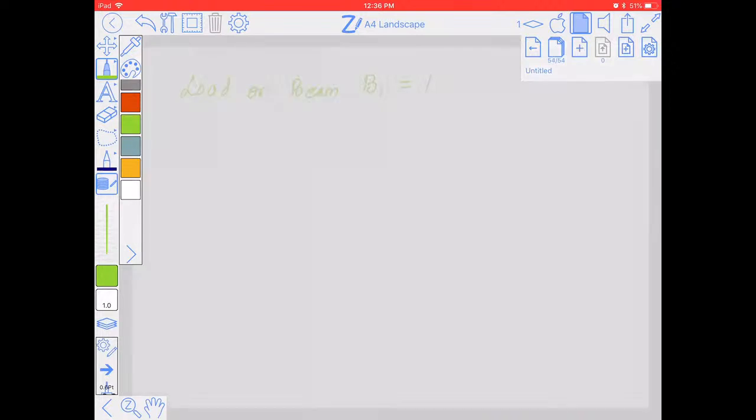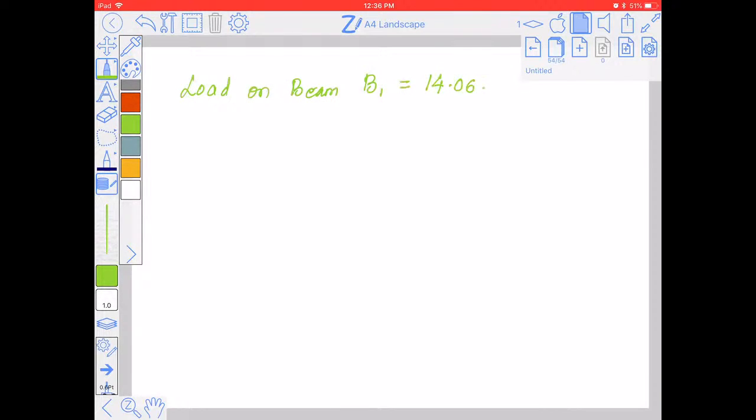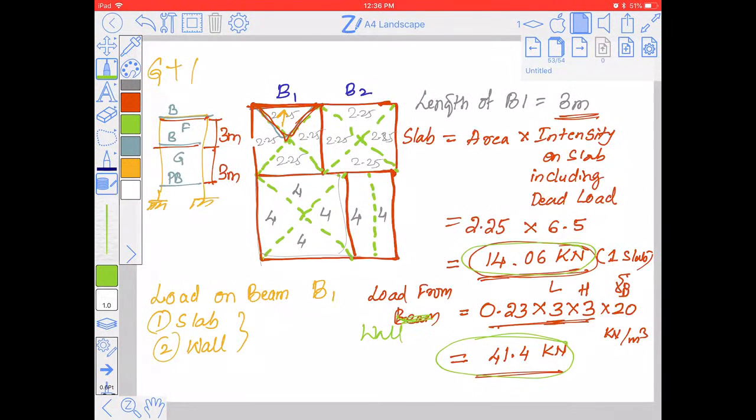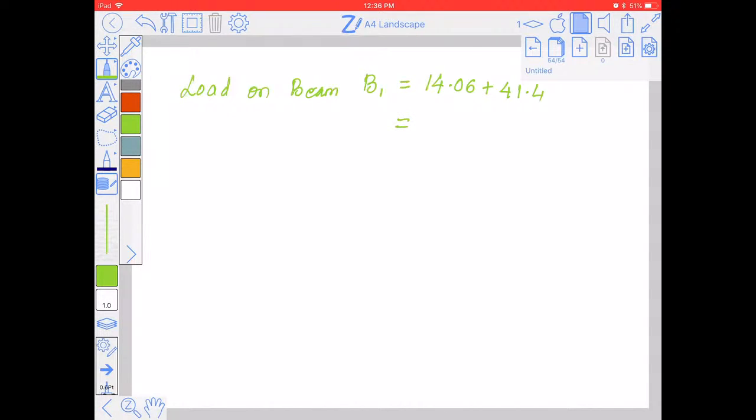First one 14.06 plus 41.4. Is it right? 41.4. Okay, total how much you got? It is around 55.46 kilonewton, which is the total load on beam B1. Is it clear? Total load on beam B1. Right? So here load on beam B1 is 55.46.